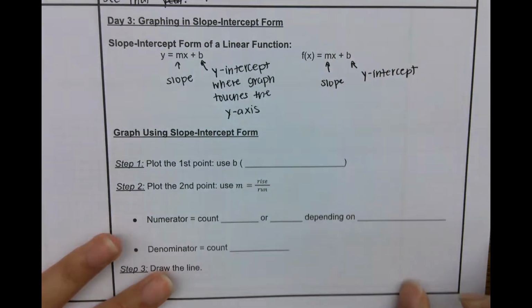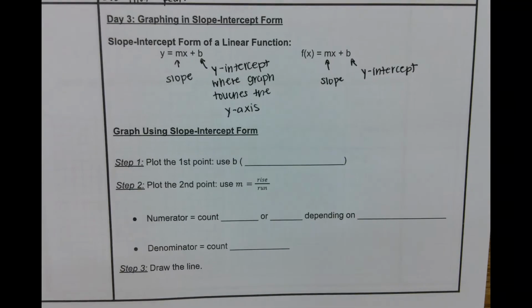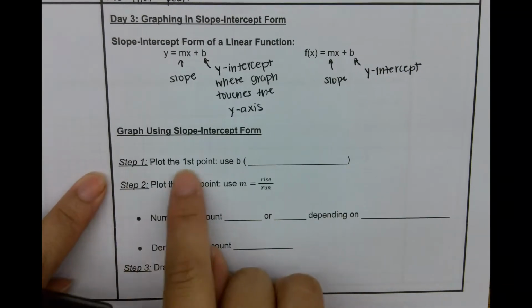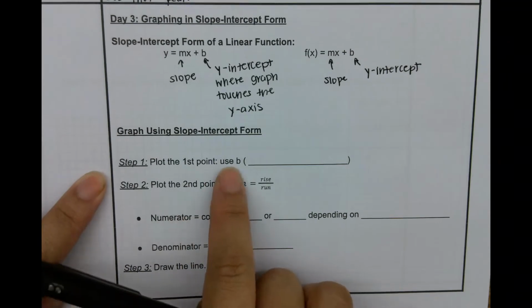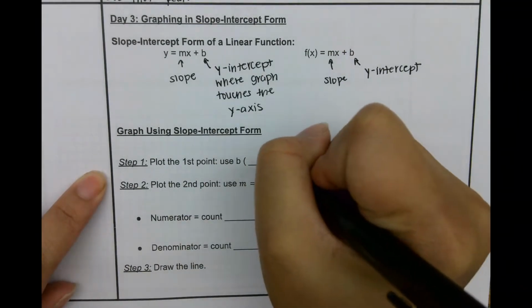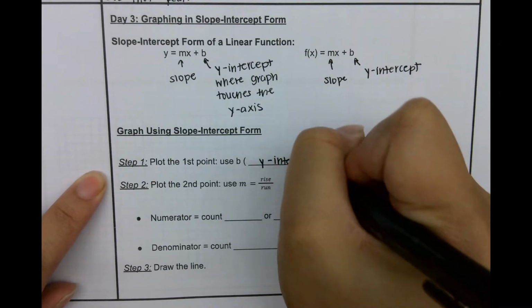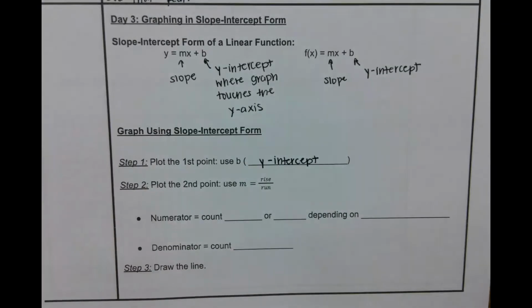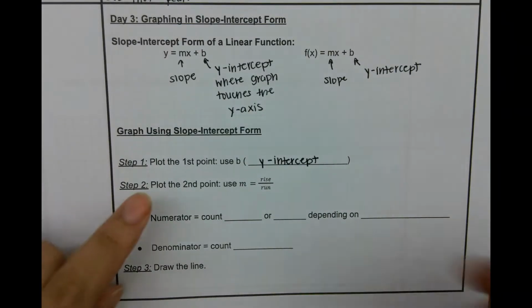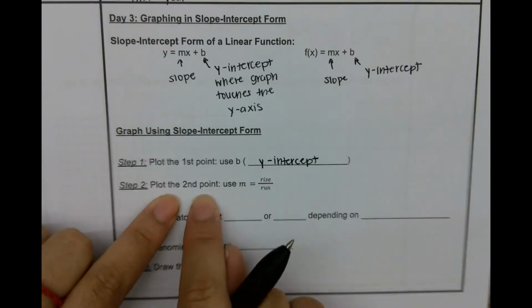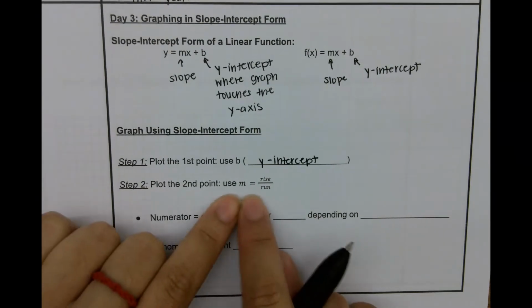So how do we graph in slope-intercept form? Step one, we plot our first point using b, which again is our y-intercept. Then all we need is a second point, and all we need to do is connect the dots. So we plot our second point by using our slope, rise over run.